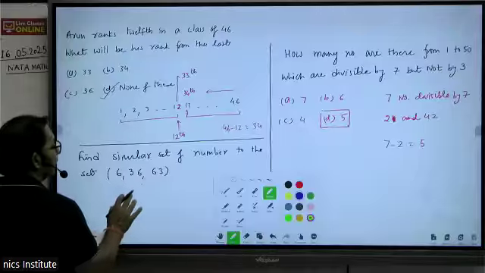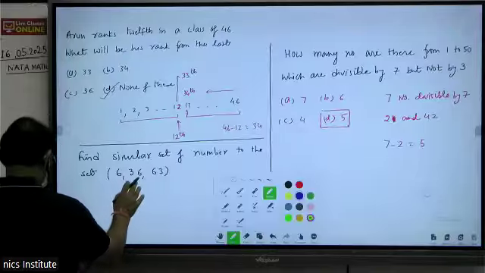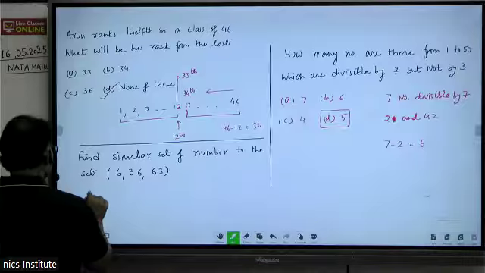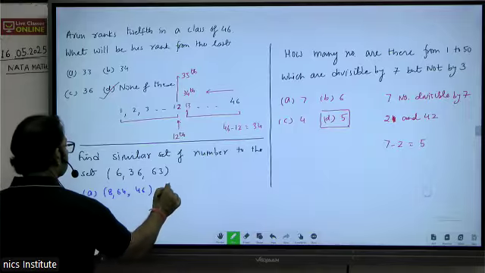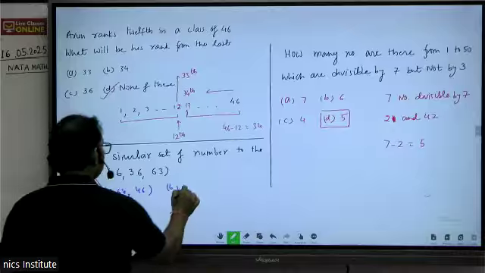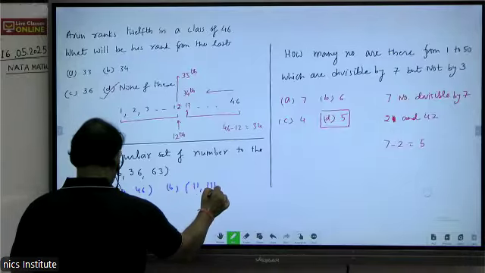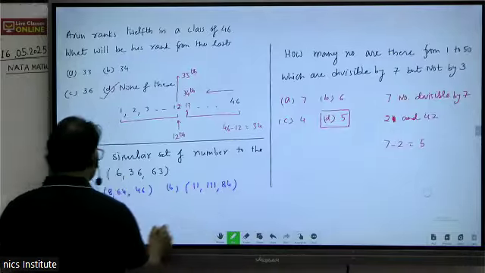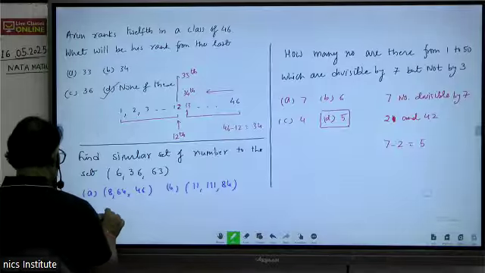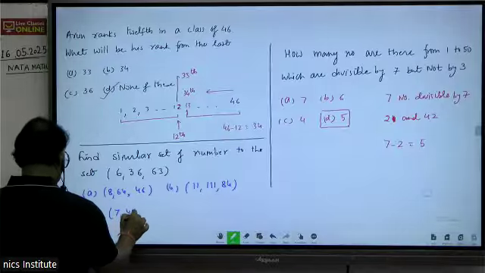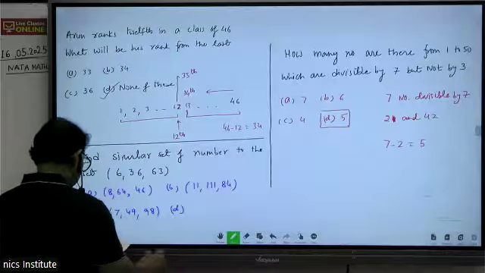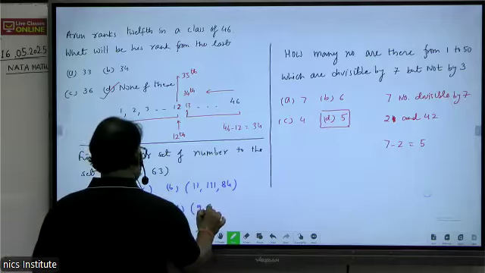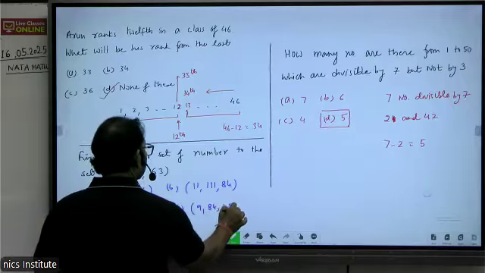Find a similar set of numbers to the given set. Options: A, 8, 64, 46. B, 11, 111, 84. C, 7, 49, 98. D, 9, 84, 45. Sir, A.